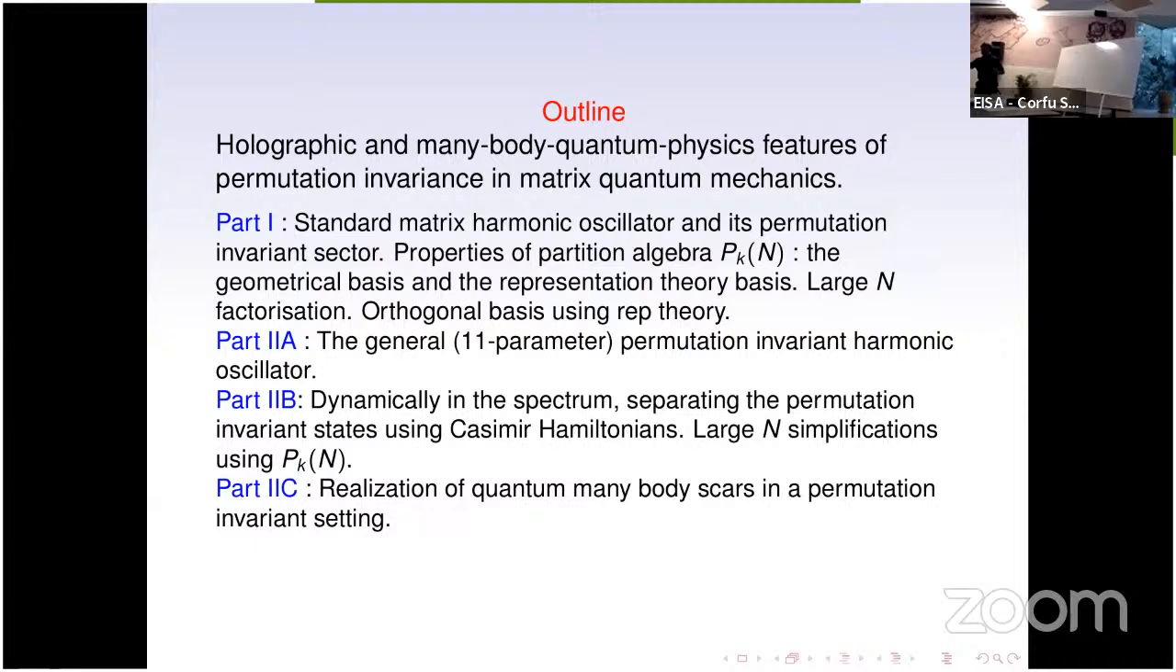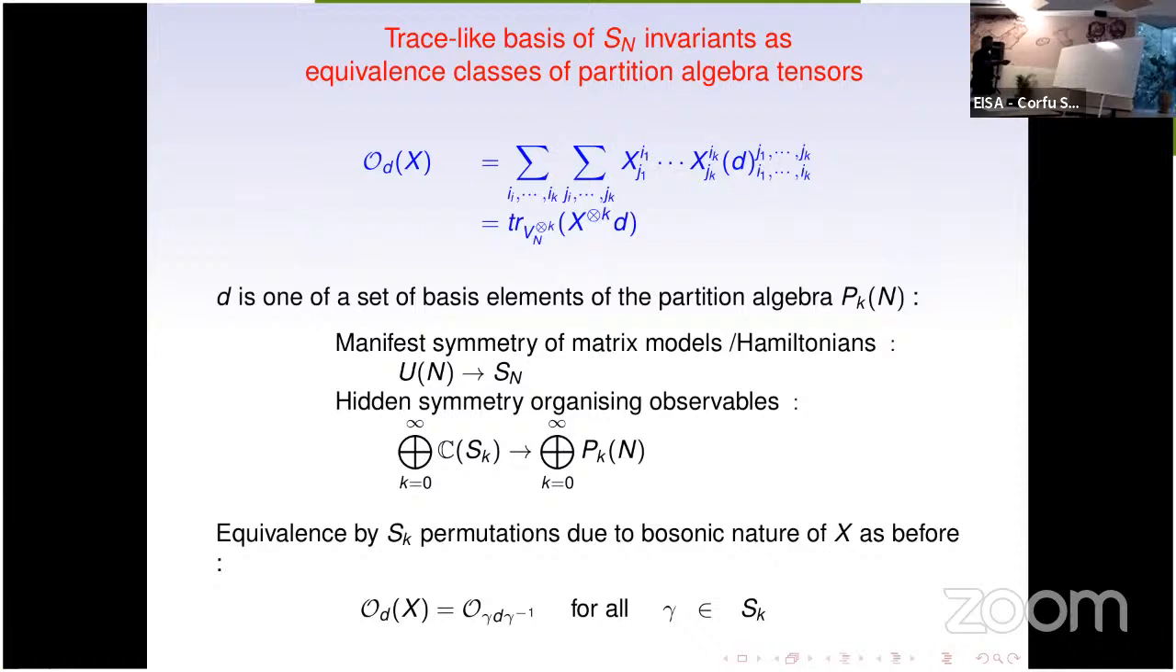So there are two kinds of things going on here. This is the key thing. The usual gauge symmetry, Un, is going to be replaced by Sn. And once you have fixed your gauge symmetry, you can classify invariants by degree. There's a whole tower of degrees, k from one, two, and so on. And when you're looking at degree k, P_k(n) is an important symmetry.